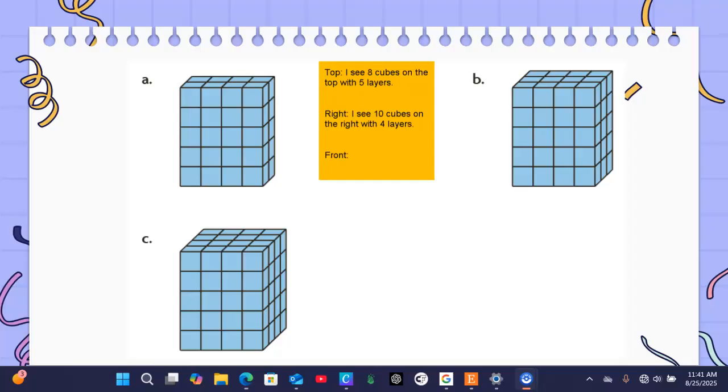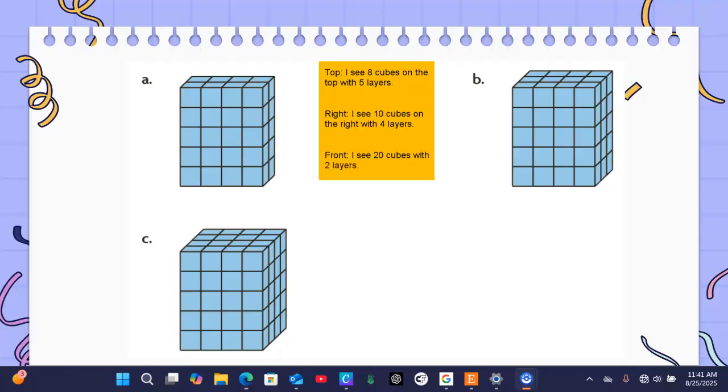Now let's talk about our front. Our front, we count up our cubes in the front layer. That's 2, 4, 6, 8, 10. That's 20 cubes. I see 20 cubes, and I'm going to point all of these out to you in just a moment, with 2 layers.